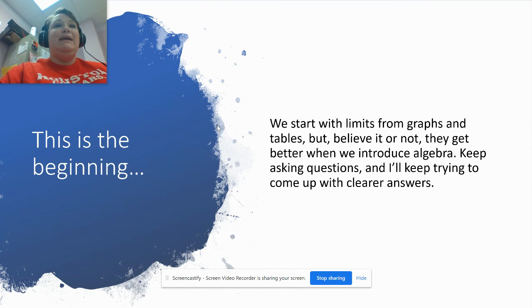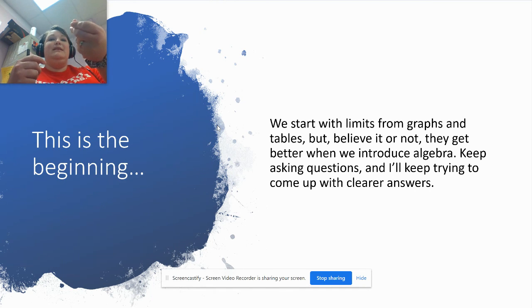So, guys, this is the beginning. We start with limits from graphs. And trust me, I know how hard it can be to wrap your mind around what's going on right now. So we look at graphs and we look at tables. But when we get to algebra, this actually gets easier. There are some tricks that you learn that make this better. We won't say easier, we'll say better. But keep asking questions, and I will keep trying to come up with clear examples and answers. Hopefully, this video is a good start. If not, you know how to get a hold of me.